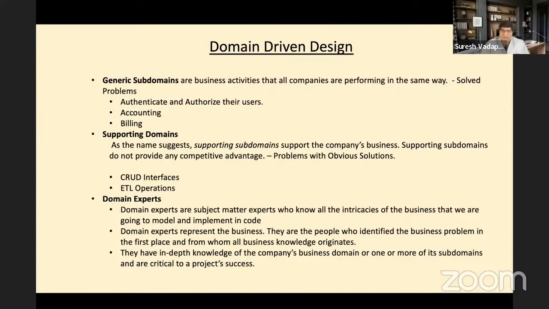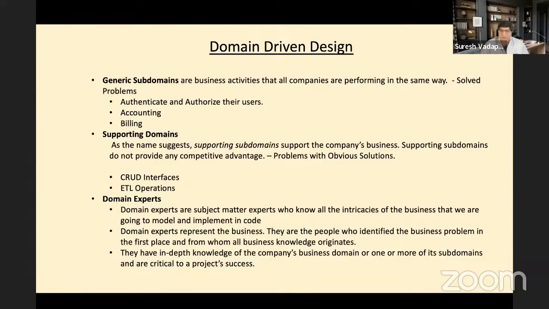Then we talked about generic subdomains in the last session. These are problems that are already solved. We don't want to go back and reinvent the wheel. These are business activities that all companies pretty much do in the same way, like authenticating and authorizing users. You can sign up with an IDP and integrate it for your authentication and authorization needs. And accounting, billing. Still, there is some integration, but these are more like generic subdomains.